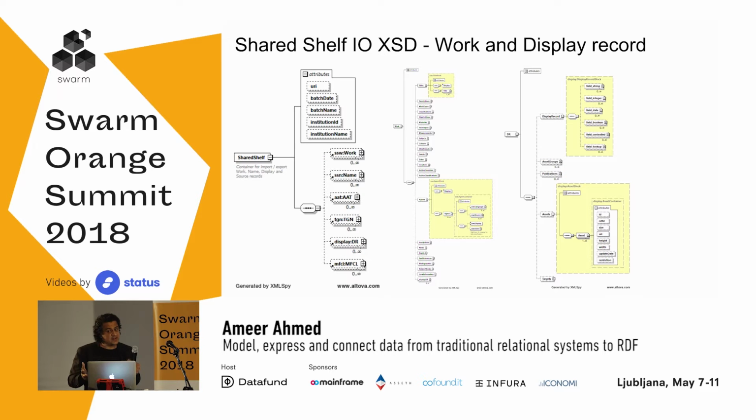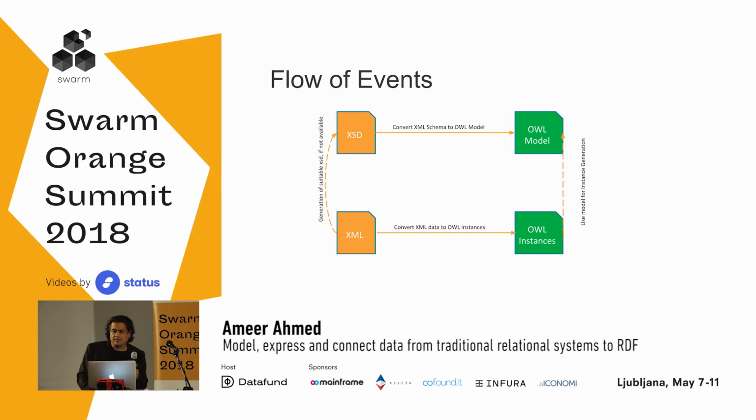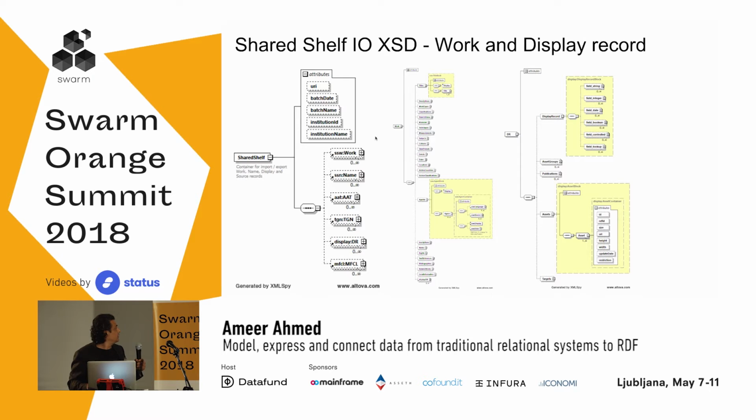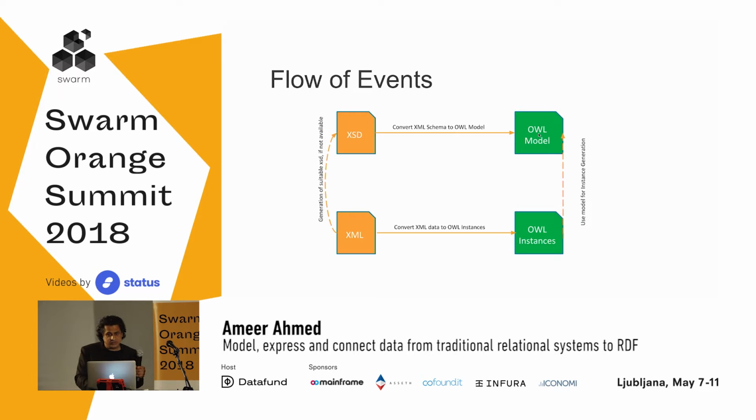So this is our starting point, essentially, right? This is your relational system. We have our data in this format. How do we convert it to go into LOD? Well, there's a transformation process between this XSD that I showed you into an ontology, which is a Shared Shelf ontology, which we are going to use. Once we have that conversion, we can generate instances based on data.